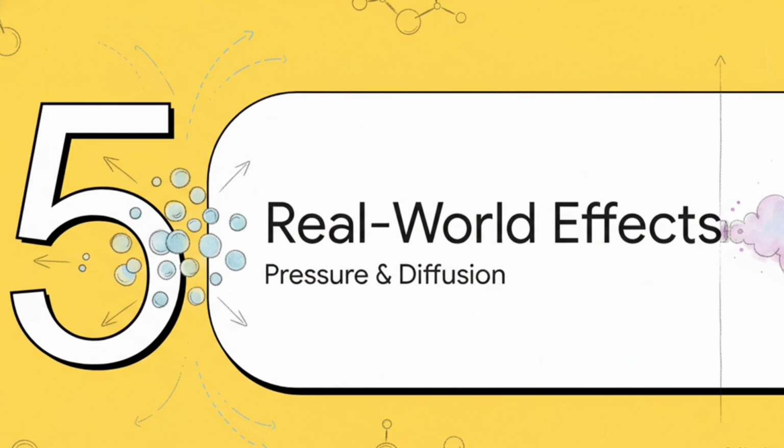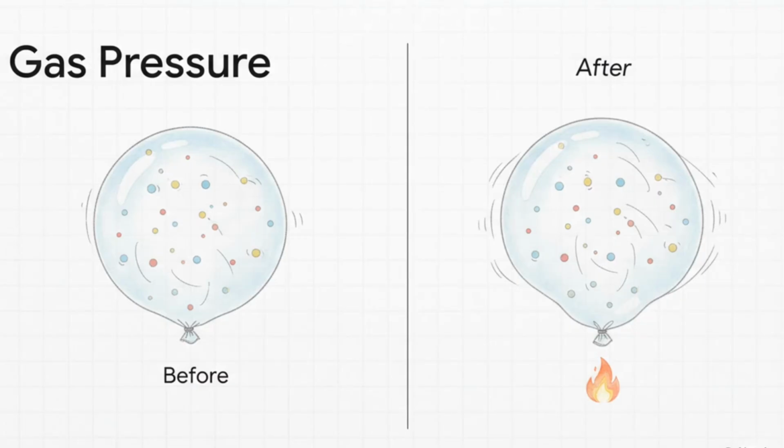All right, now that we've nailed the theory behind states and how they change, let's see how it applies to a couple of real-world things it explains perfectly: gas pressure and diffusion. Gas pressure is really just about collisions. Think about a balloon. The billions of gas particles trapped inside are flying around and constantly smashing into the walls of the balloon. The combined force of all these tiny collisions is what creates pressure.